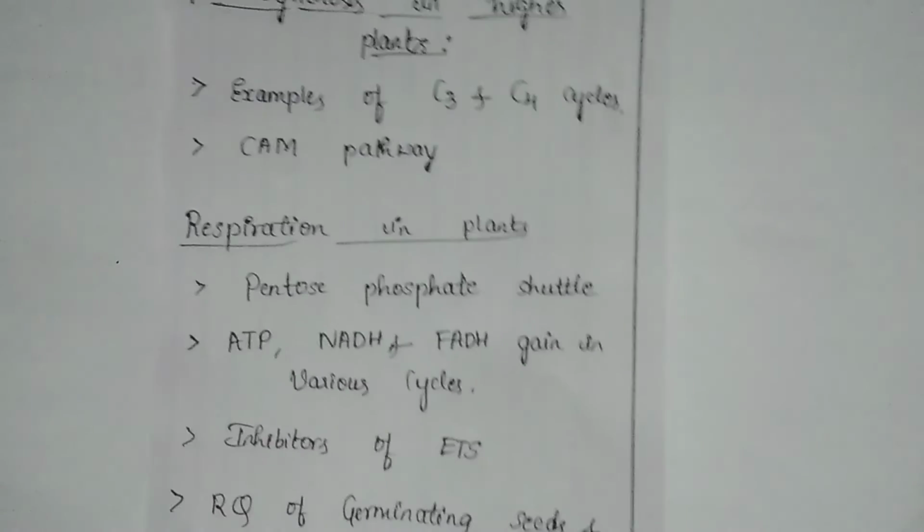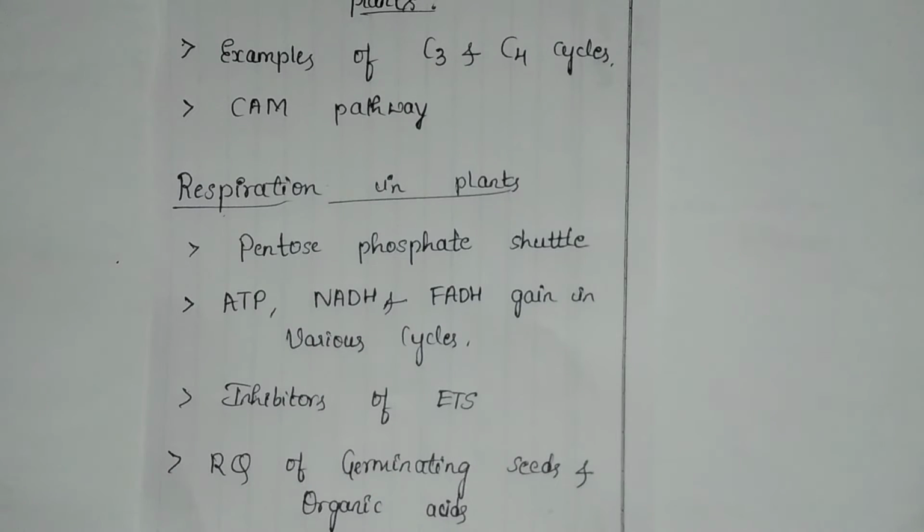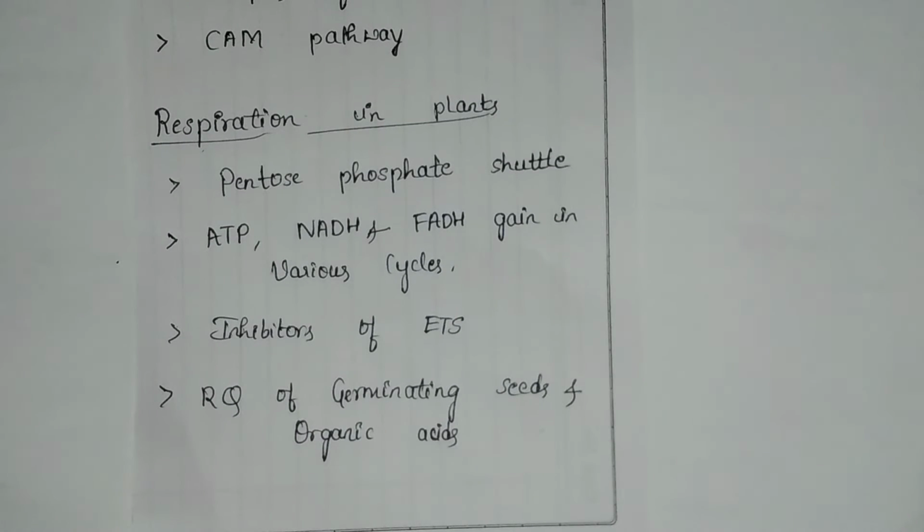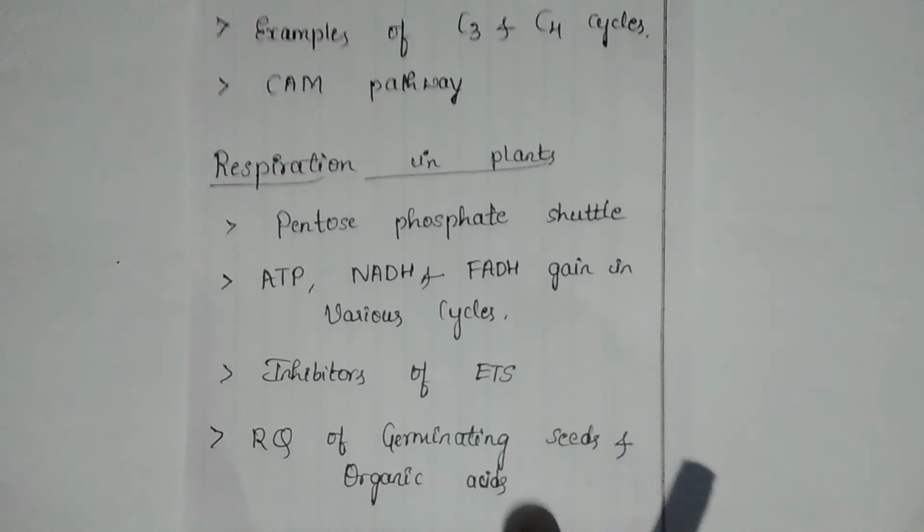Next, coming to photosynthesis in higher plants. Examples of C3 and C4 cycles, CAM pathway, it's a cyclic pathway, and in respiration in plants, pentose phosphate shunt, ATP, NADPH, and FADH gain in various cycles, how much it gains, and inhibitors of ETS, electron transport system, and RQ of the germinating cells and the organic acids, respiratory quotient.